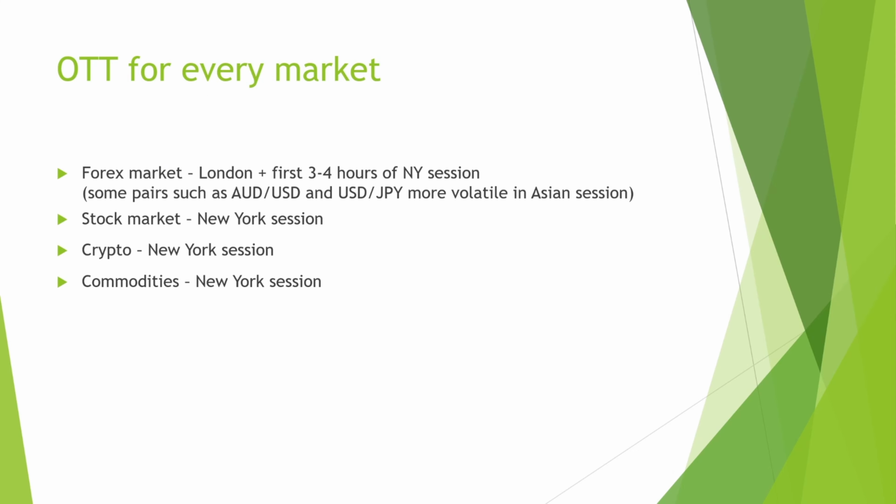Some pairs, such as the Australian dollar and Japanese yen, are more volatile in Asian sessions. Crypto, it's the New York session, sometimes the end of London. And commodities such as gold and silver, New York session. But lately, I noticed that we have some really good activity in the Asian session. So you can always find something to work.